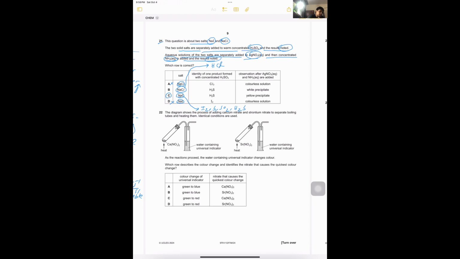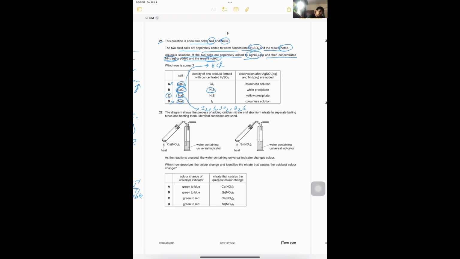And sodium chloride does not produce these, and this is mainly because down group 7 reducing power increases. That means the elements lower down the group 7 are stronger reducing agents.